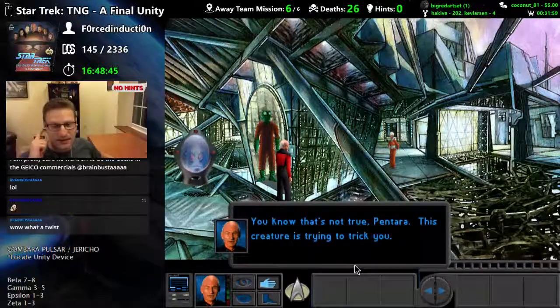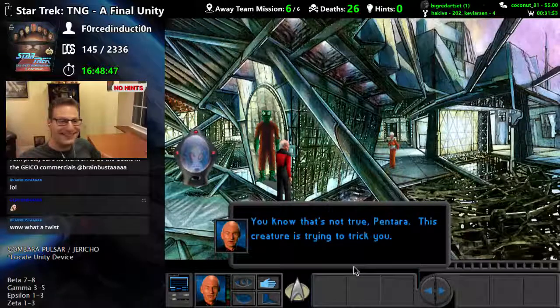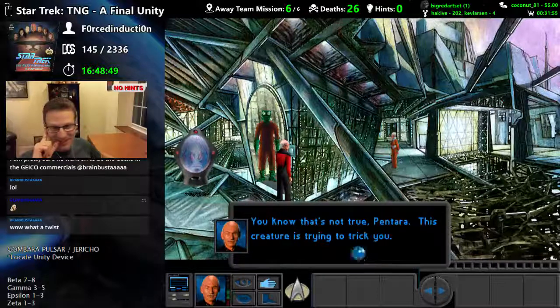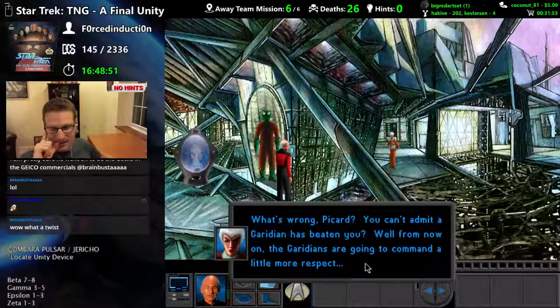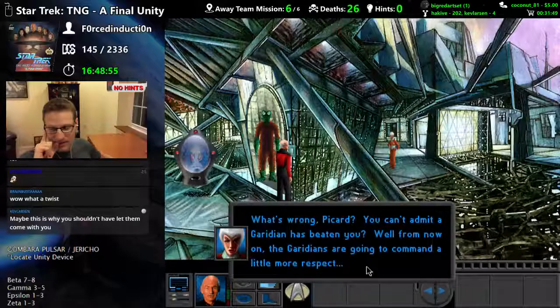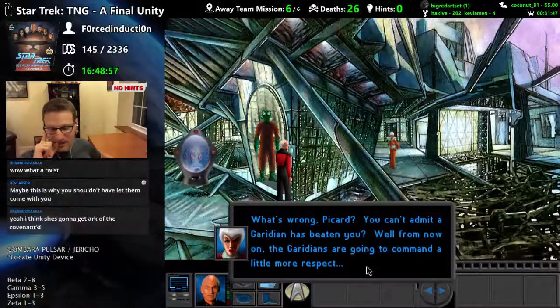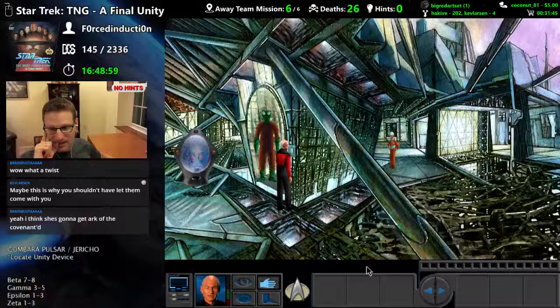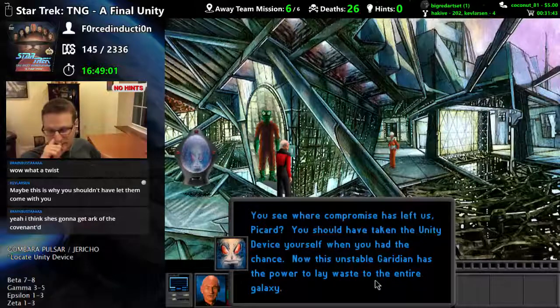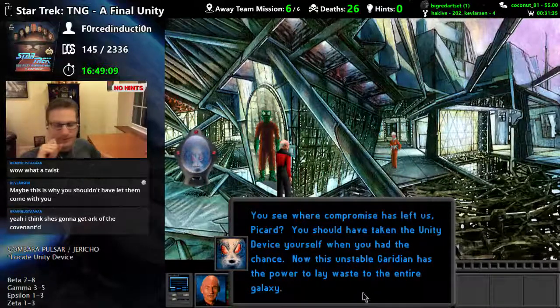You know that's not true, Pentara. See? This creature is trying to trick you. Yep, trying to trick you. What's wrong, Picard? You can't admit a Garidian has beaten you? Well, from now on, the Garidians are going to command a little more respect. You see where compromise has left us, Picard. You should have taken the Unity device yourself when you had the chance. Now this unstable Garidian has the power to lay waste to the entire galaxy.